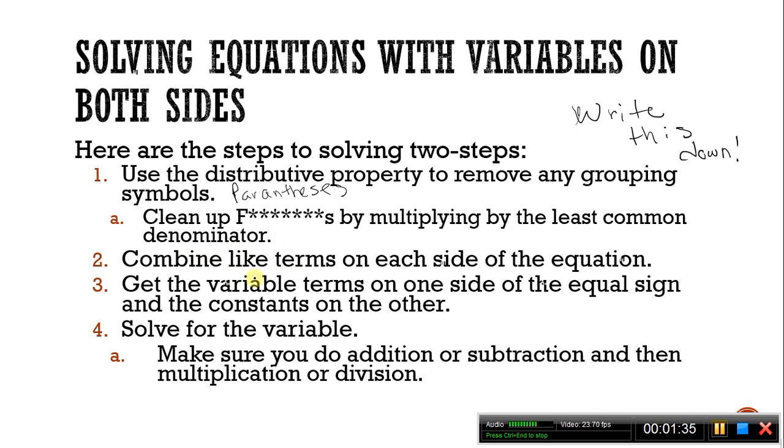Then we need to combine like terms on each side of the equation. Then we're going to get the variable terms on one side, so the ones with the x's. And then we're going to get the constants, which is just the numbers, on the other side. Then we're going to solve for the variable. So we're going to do addition and subtraction first, and then only can we do multiplication and division. Pause the video to make sure you get all these steps down before you continue on.